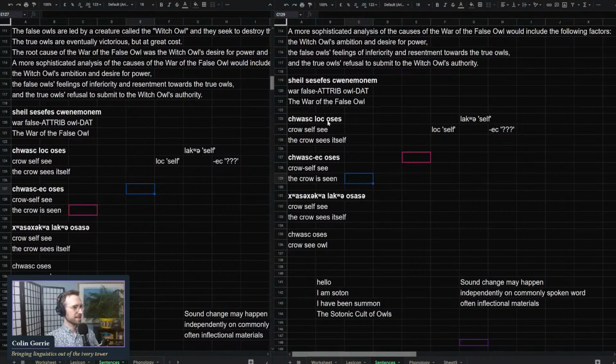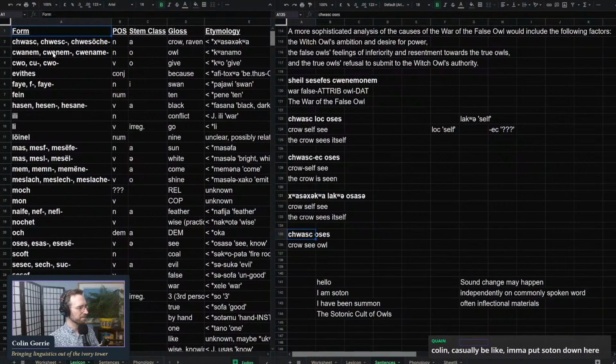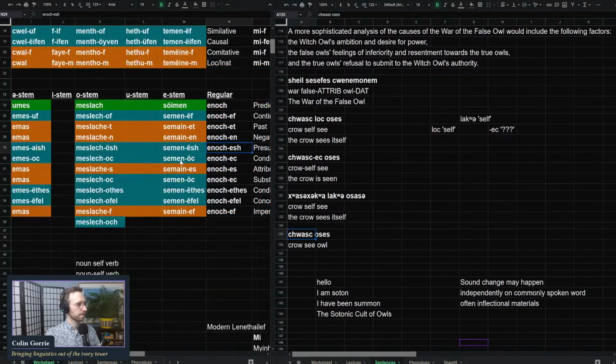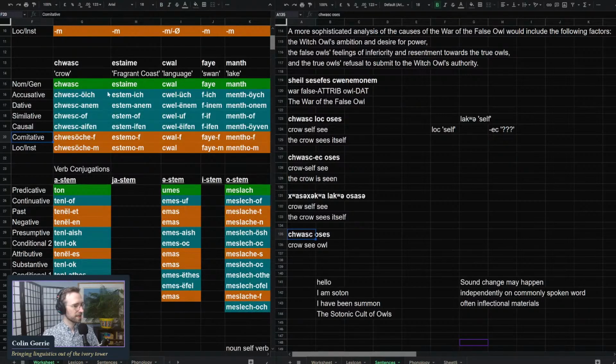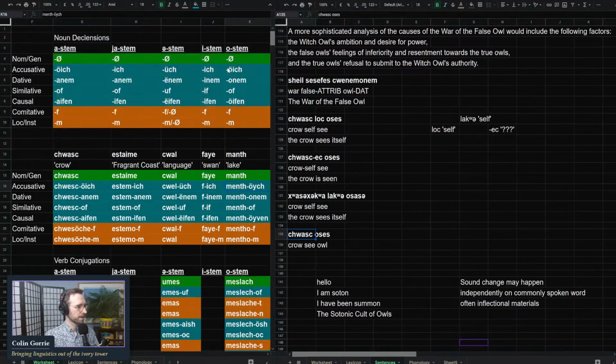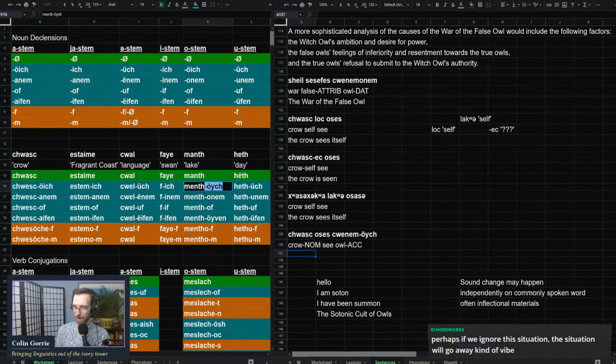osis, and then we need the accusative. Now we need to find the word for owl. That's quanum. And let's say that we need the grammar section here too. So we need the accusative form. So that's an O stem, quanum. So we need quenemoich. Huask osis quenemoich. So the crow nominative sees the owl accusative.